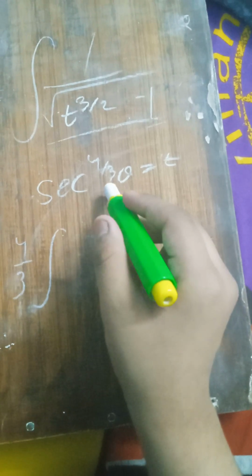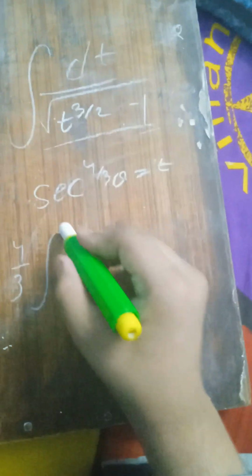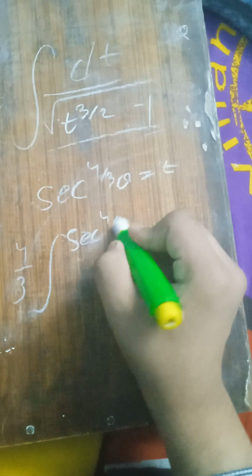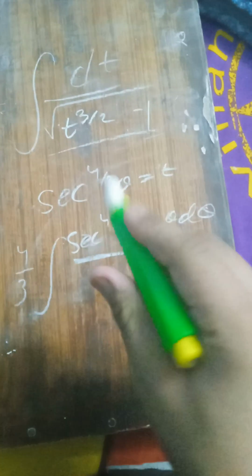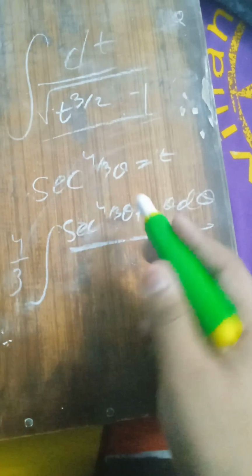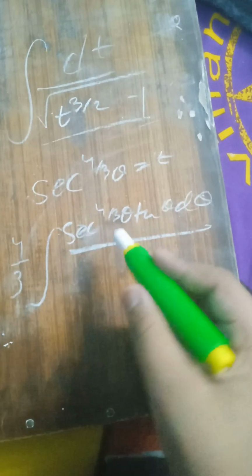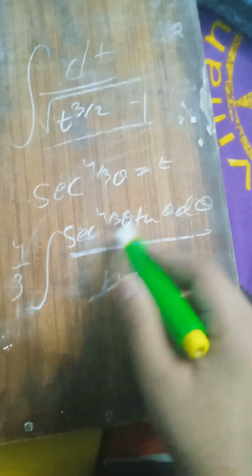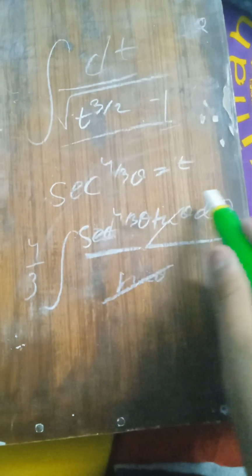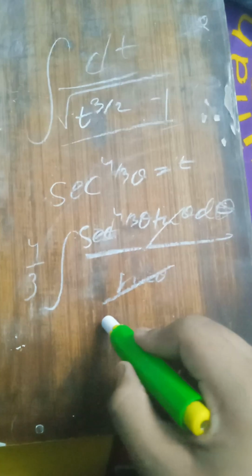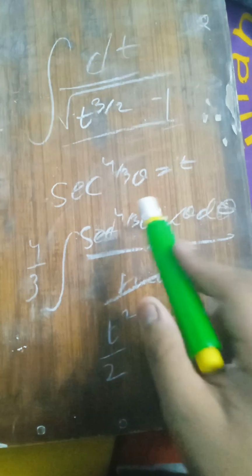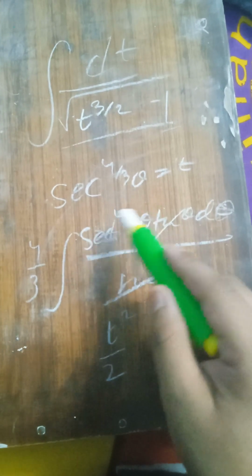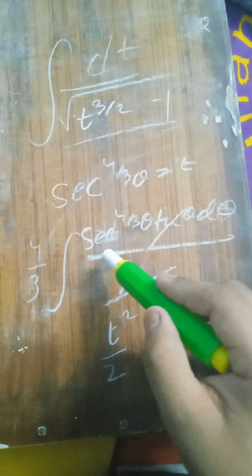d theta, sec of course dt, so sec 4 theta tan theta d theta. Put anything, not like, I mean sec square theta minus 1 tan theta. That's gone. This is t, this was dt, it was t square by 2, so sec 4 by 3 theta square by 2 sec 8 by 3 by 2.